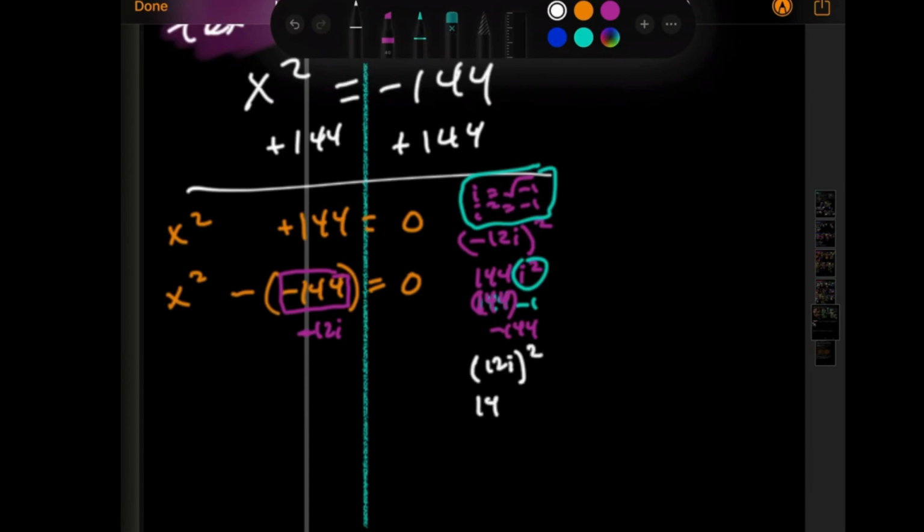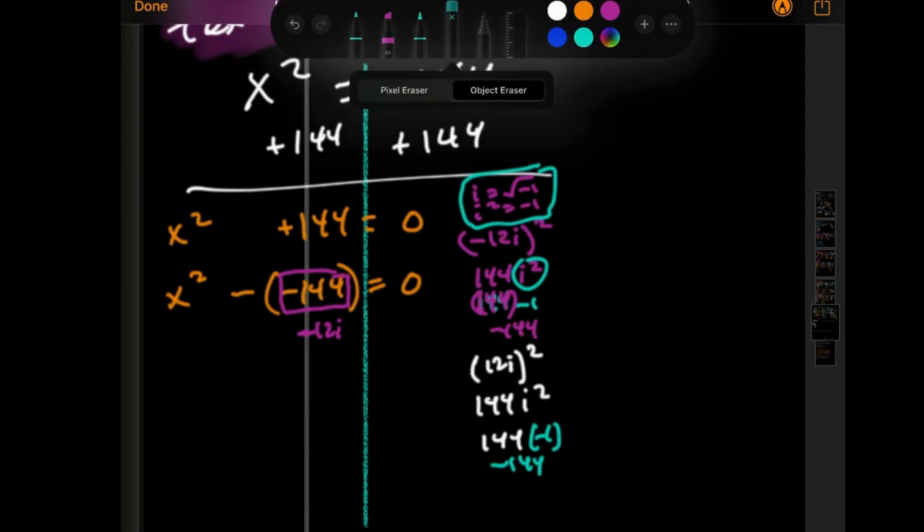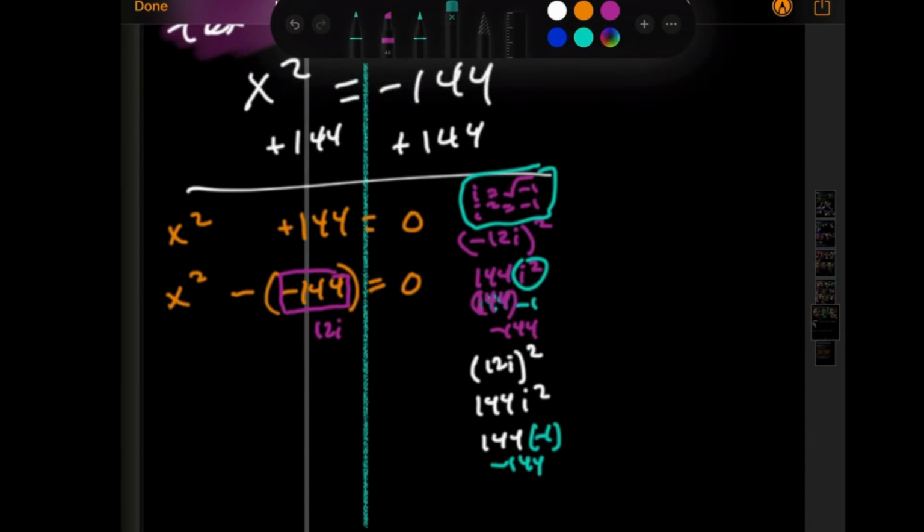That would equal the same thing, right? 144 gives me i squared, and then i squared is negative 1, and I get negative 144. Okay, so the one I'm going to choose is the positive one. So now I have parentheses x squared minus parentheses 12i squared equals 0.